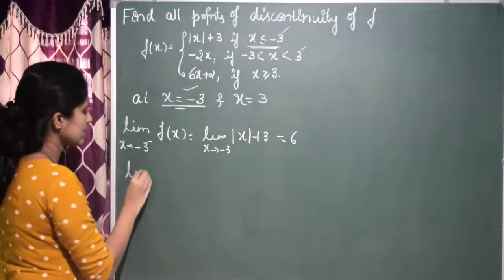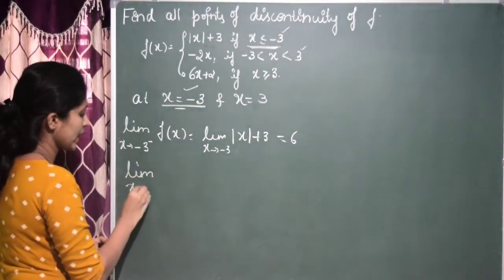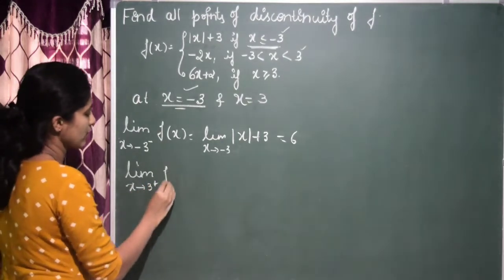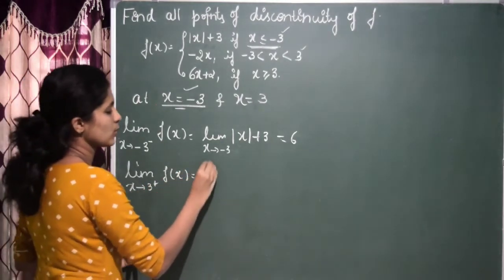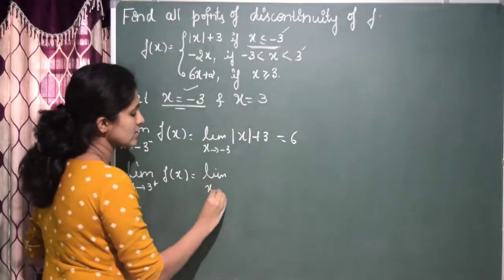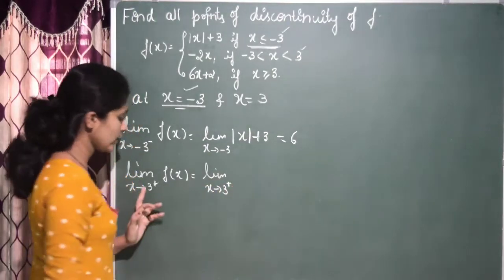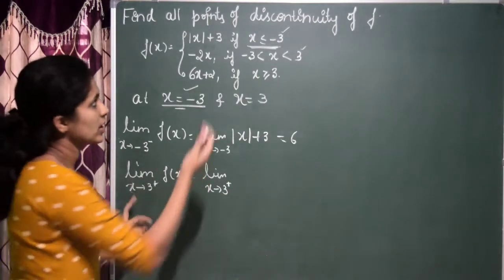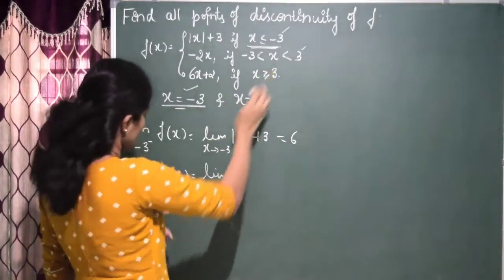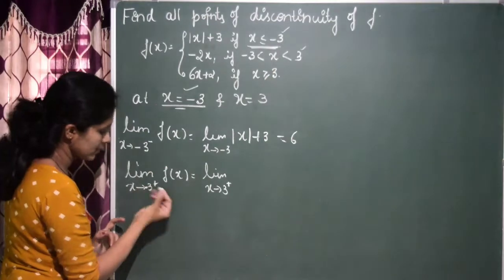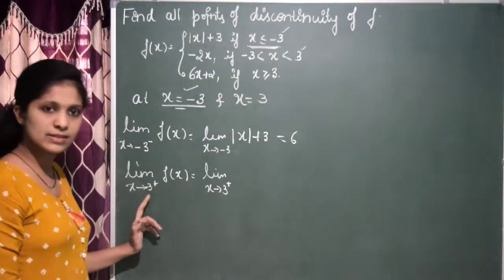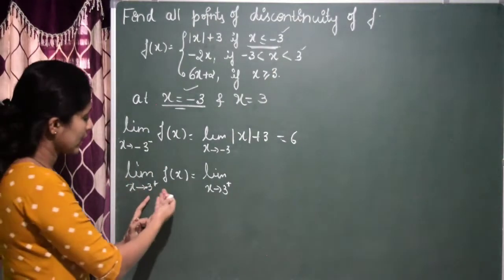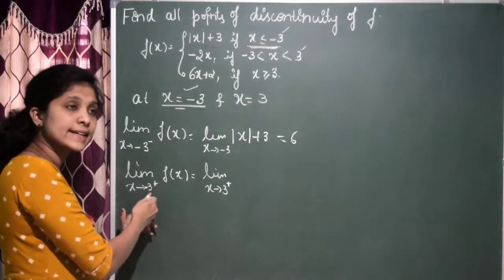Now we will check the right hand limit, that is limit of x tending to minus 3 plus of f of x. The value of x is greater than... sorry, it should be minus 3, I am sorry. So this should be minus 3. The value of x is tending to minus 3 from the right hand side, so the value of x is greater than minus 3.